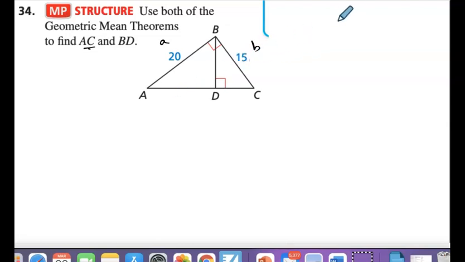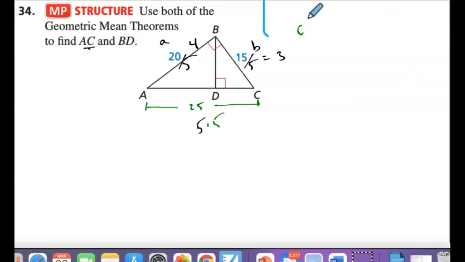But I'm also noticing a triplet here, right? This is 15, 20, and I'm missing my hypotenuse. But 15 and 20 are both divisible by 5. So 15 divided by 5 is 3 and 20 divided by 5 is 4. So this is a 3, 4, 5 triangle. Really all I'm doing is multiplying everything by 5. So AC is just 25 units long.